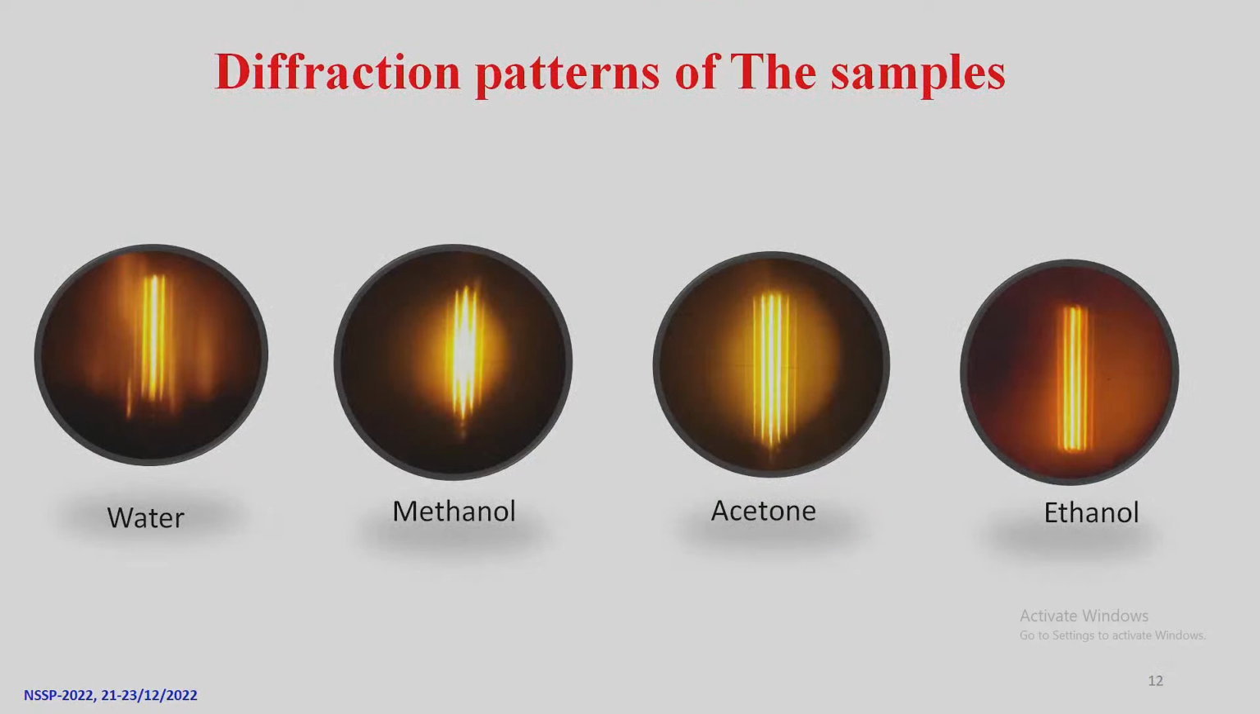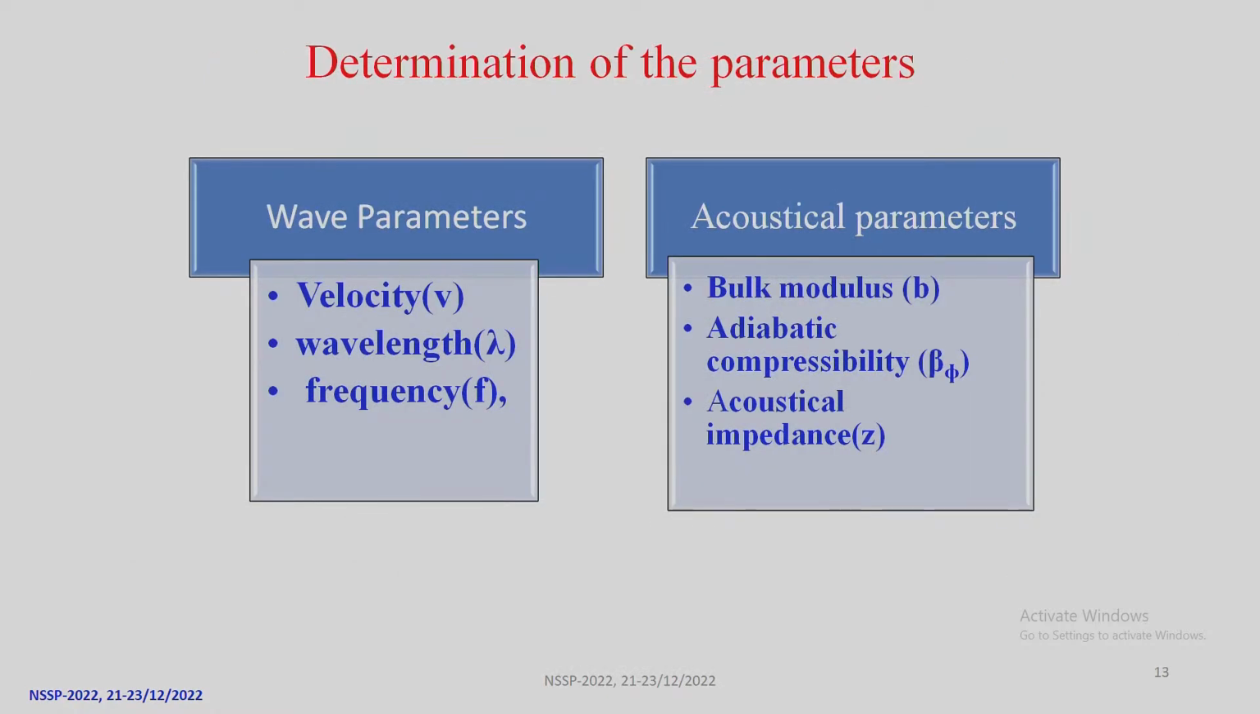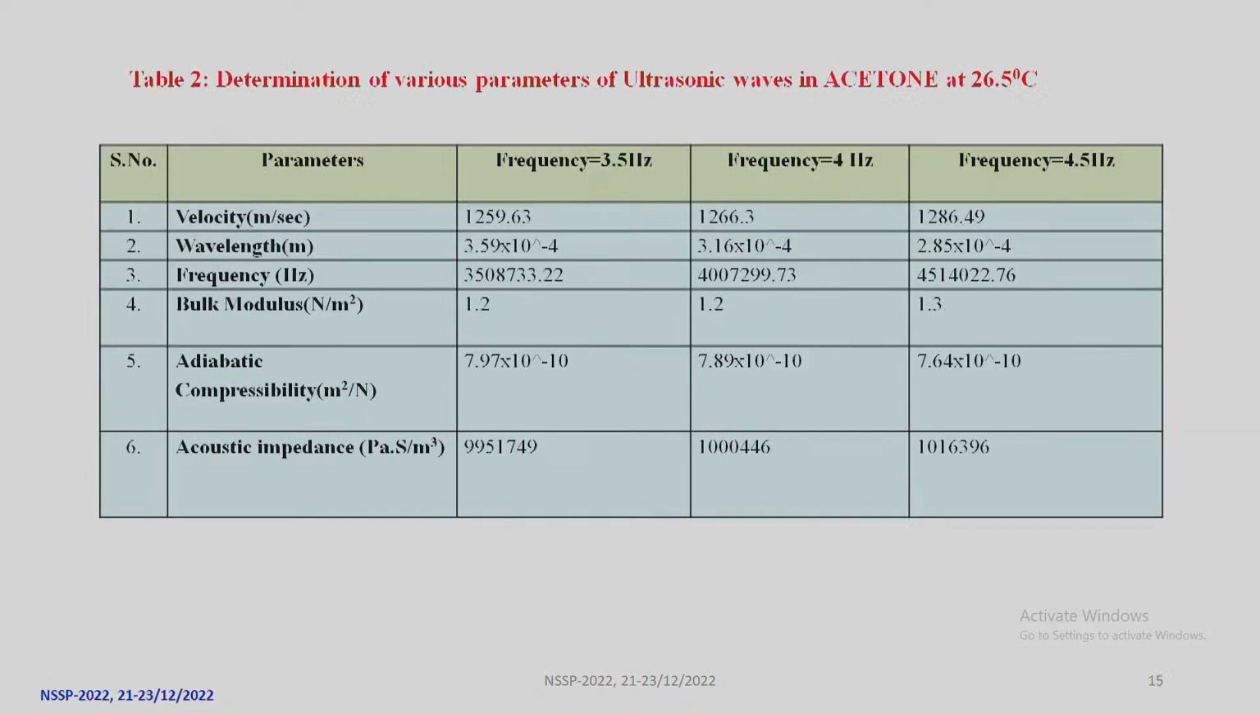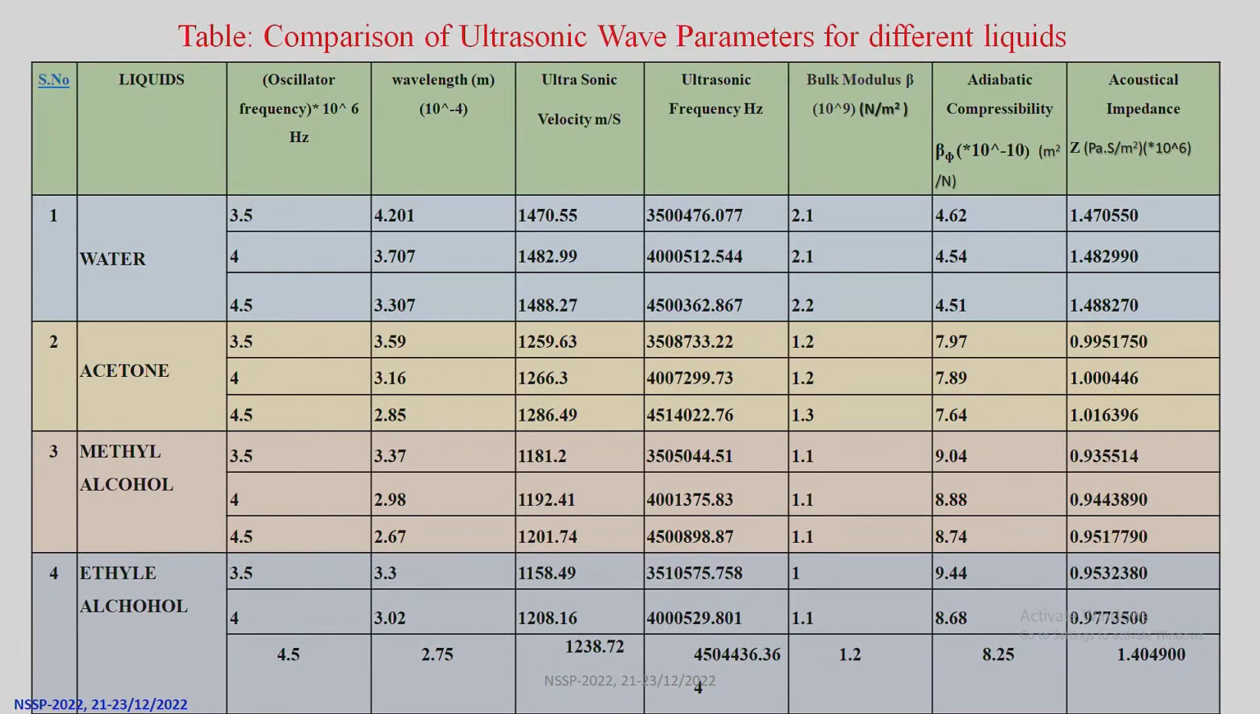These are the diffraction patterns of various liquids that you observe. After the spectrometer readings, we determined the wave parameters and acoustical parameters. Wave parameters are velocity, wavelength and frequency, and acoustical parameters are bulk modulus, adiabatic compressibility and acoustical impedance. From the above information, we got the results of the various parameters. And this is the final table which shows the comparative studies of the various ultrasonic wave parameters of different liquids. Over to Krishna Bharati.